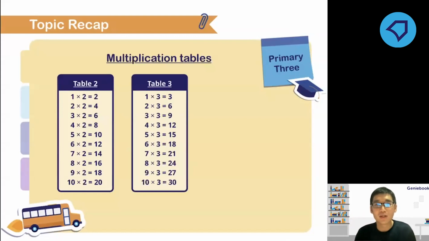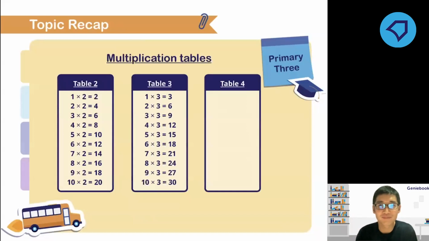So let's go through. 3, 6, 9, 12, 15, 18, 21, 24, 27, and 30. Now, I see some of you already giving me those beyond 30, like for example, 11 times 3, 12 times 3, good. If you can go beyond that, that's even better. But we'll stop at times 10. Let's move on to table 4. Are you guys ready for table 4? So here goes the multiplication table of 4.